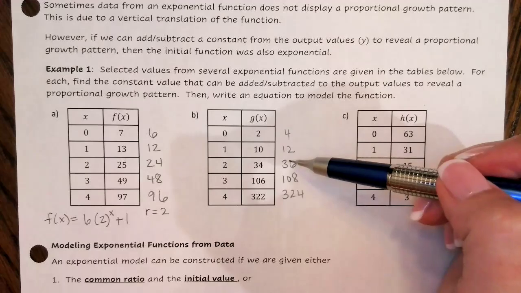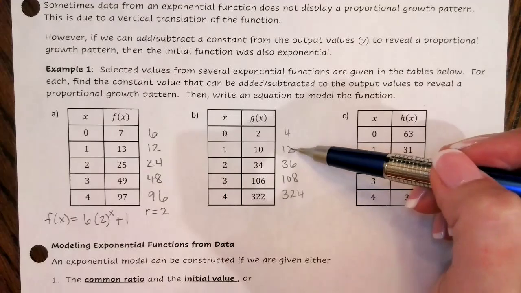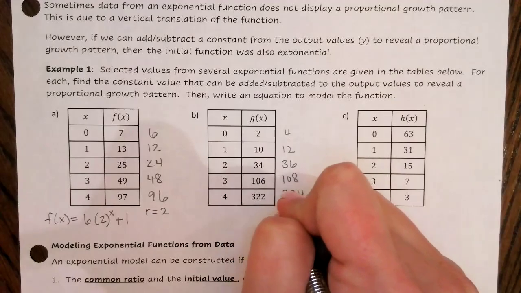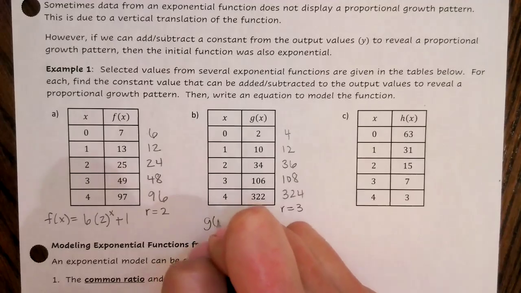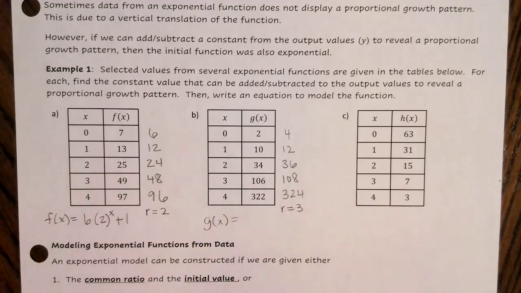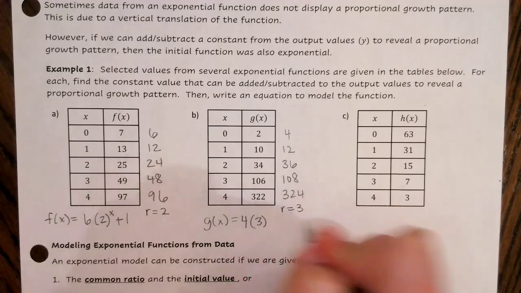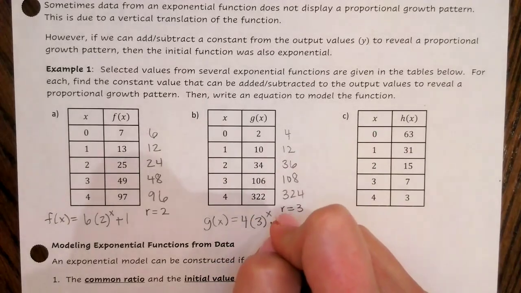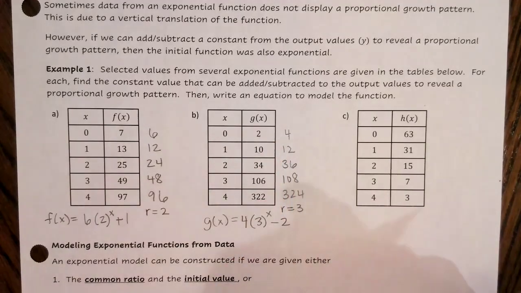But now I can see there's a common ratio right here. It is being multiplied by 3. So 4 times 3 gives me 12, 12 times 3 gives me 36, times 3 gives me 108. And so our r value here is 3. In this case, my g of x would be equal to 4, that initial value right there, times the multiplier, or common ratio, of 3. And we said we added 2 to each one of these to get those new values, so I need to subtract 2 to get that value right there.